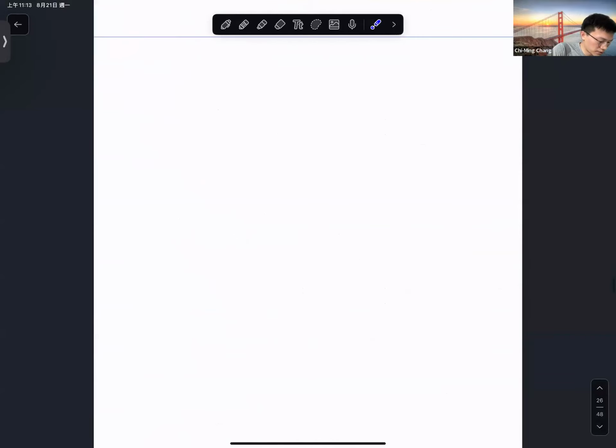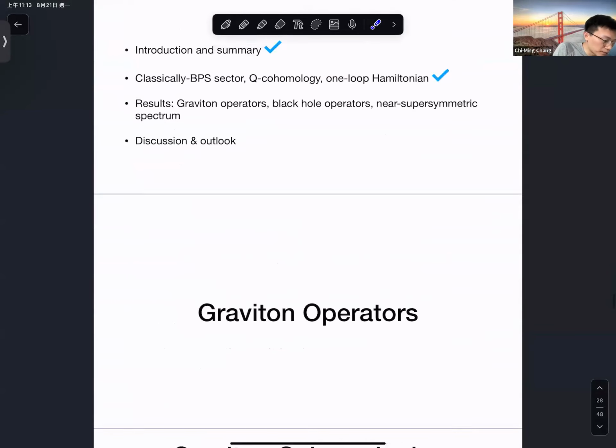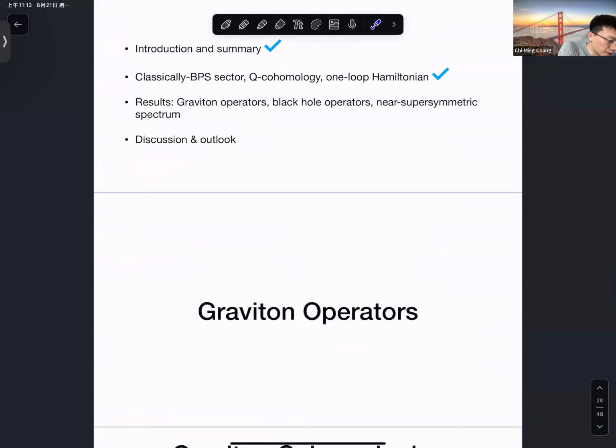Okay. Good. So now let's come to the next part. I will show you what we call the graviton operators, black hole operators, and this near-SUSY spectrum.